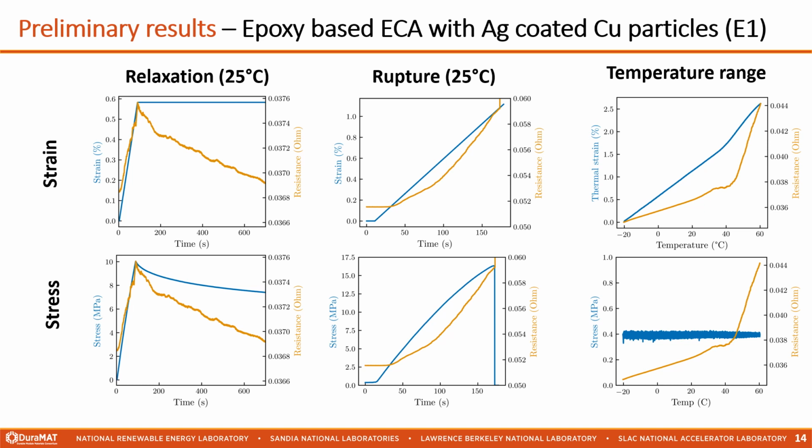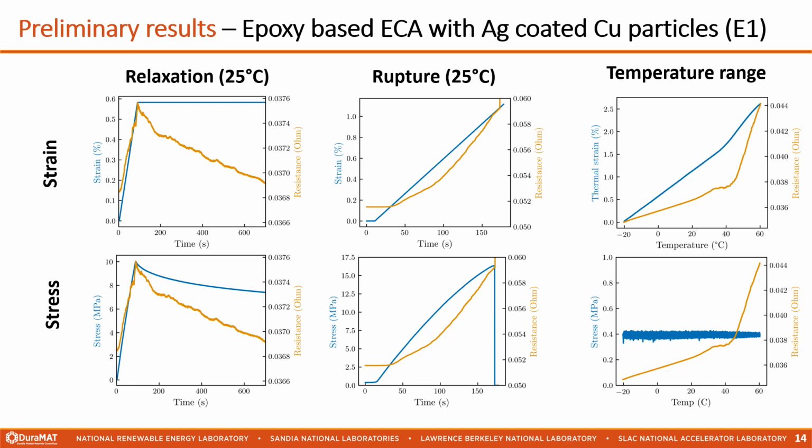The upper row indicates the mechanical strain and the lower row the mechanical stress. In the case of the relaxation experiment, the ECA was loaded up to 10 megapascals. Afterwards, the displacement was fixed, meaning the strain was kept constant and the sample was left to relax, resulting in a decreasing mechanical stress, which also led to a decrease in the electrical resistance during relaxation, indicating that there is a correlation between the mechanical stress and the electrical resistance.